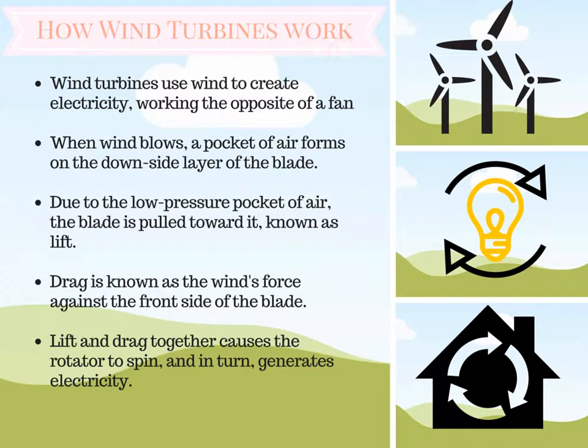How wind turbines work. Wind turbines use wind to create electricity. Therefore, they work the opposite of a fan, which uses electricity to create wind. A pocket of air is formed on the downside layer of the blade when wind is blown. Due to this low-pressure pocket of air, the blade is pulled toward it. This is known as lift. Drag is known as the wind's force against the front side of the blade. Lift and drag combined cause the rotator to spin and in turn generate electricity.